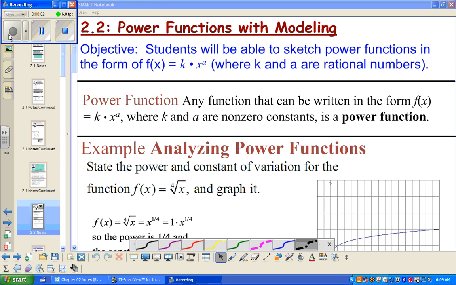Hello, this is a video lesson for Precalculus, Chapter 2, Section 2 of the Demana Precalc book. Power functions with modeling is the subject.